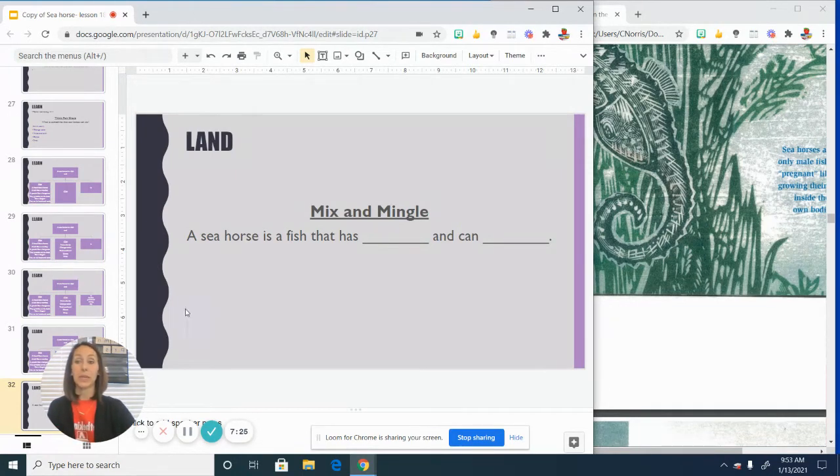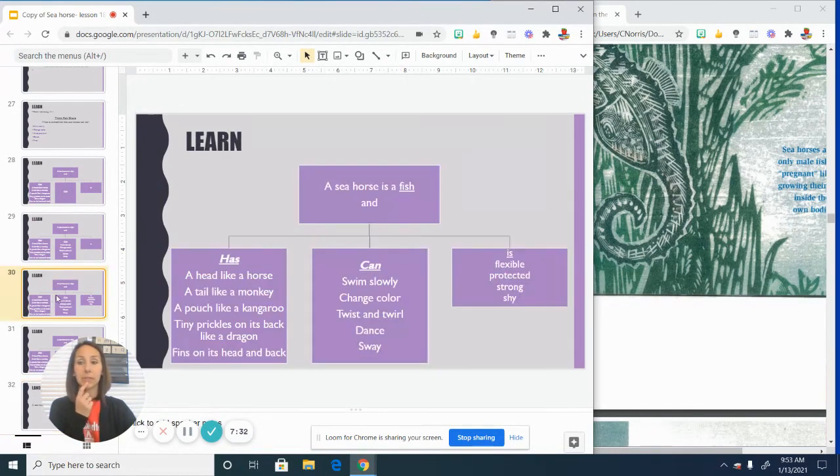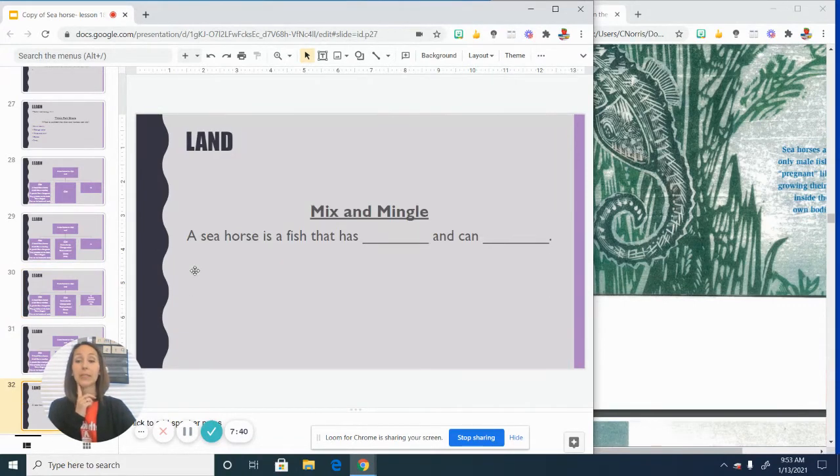So the sentence frame is, a seahorse is a fish that has ___ and can ___. So we want to look specifically at these two categories, has and can, and complete that sentence frame. So maybe something like, a seahorse is a fish that has a head like a horse and can change colors. Okay, so I've just picked two of the things, two of the attributes or features or items from the two categories, have and can, to help me write this sentence.